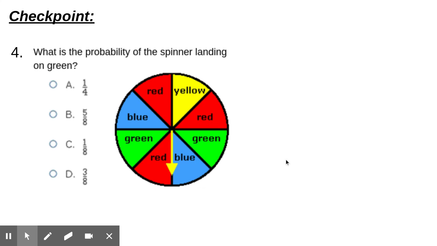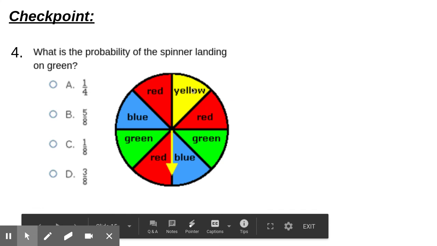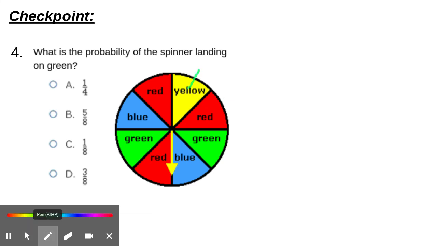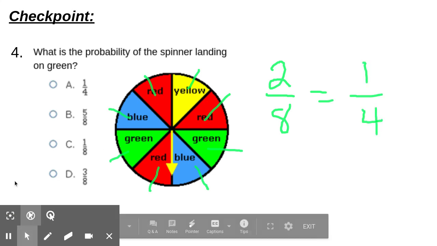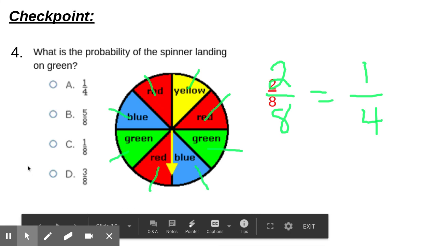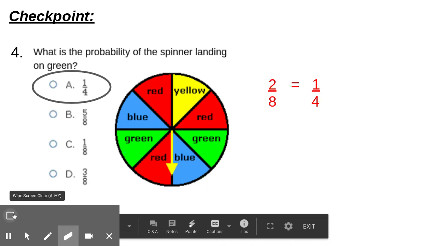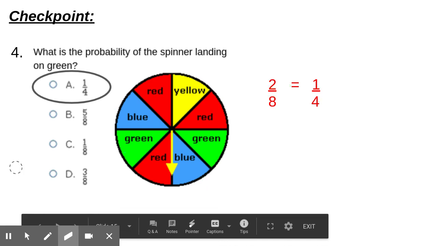Take a look at another one. So it says, what is the probability of the spinner landing on green? Well, how many choices do we have here? We have 1, 2, 3, 4, 5, 6, 7, 8. We have 8 total slices of this spinner. And what is the probability of it landing on green? Well, there's 2 out of 8, right? 2 green out of 8, which reduces to 1/4. So our answer choice is A. Okay, so 2 out of 8 is equal to 1/4.